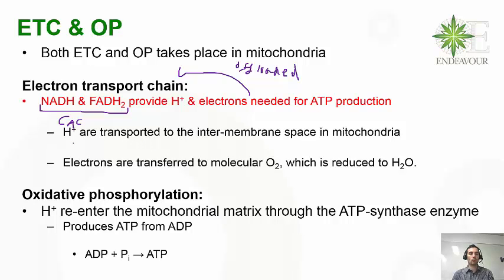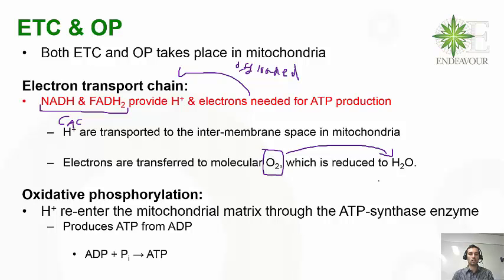So we actually have the electrons being passed on to different proteins within the electron transport chain, and eventually the last step is to get passed onto oxygen, and by passing these electrons onto oxygen and also combining with some H+, we're actually able to convert oxygen to water.